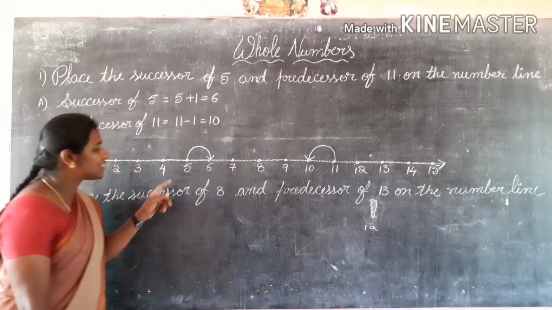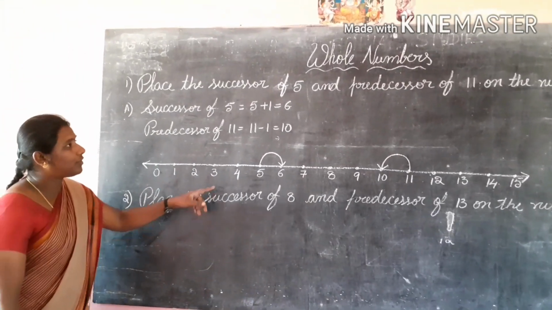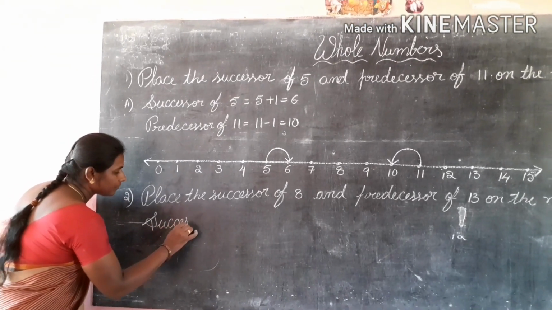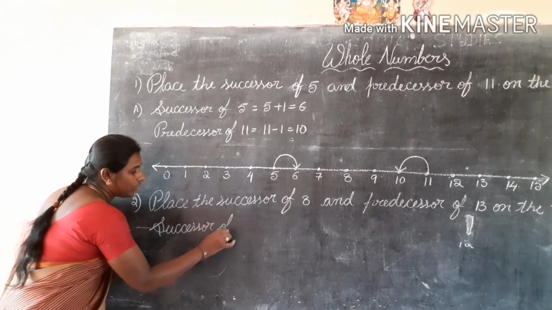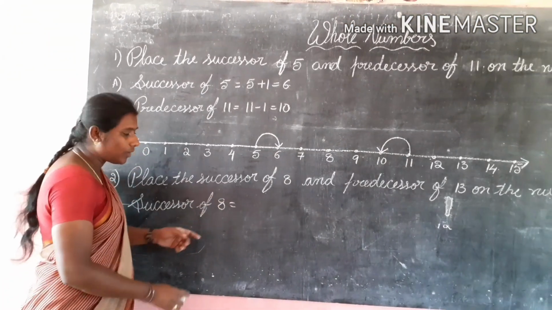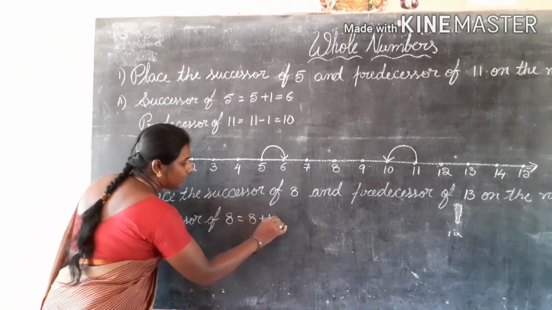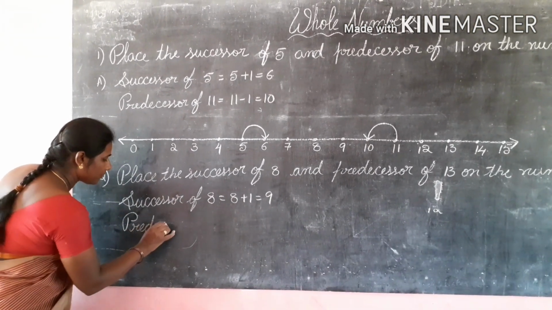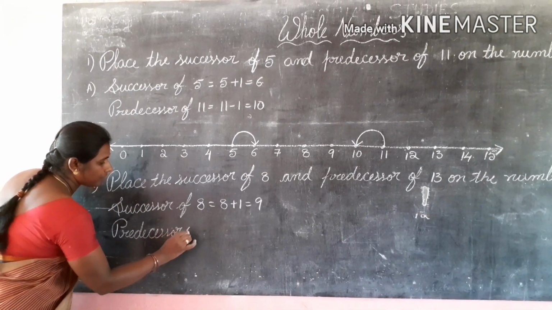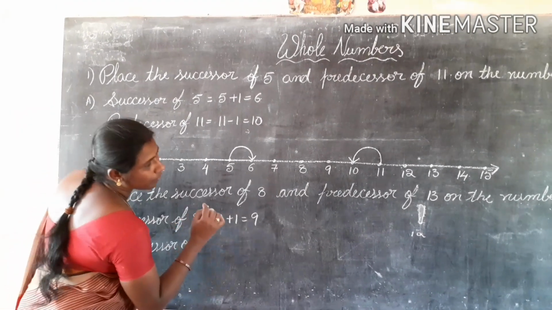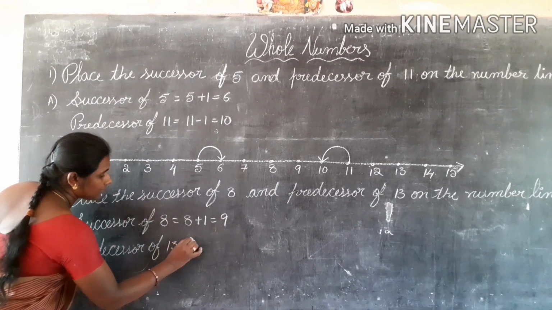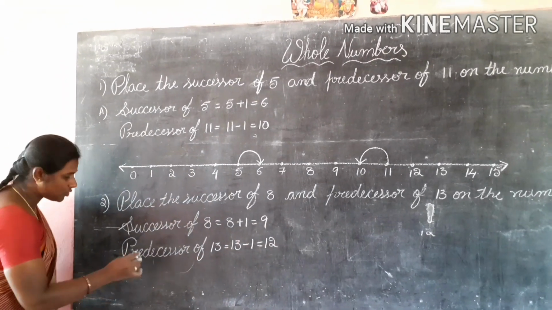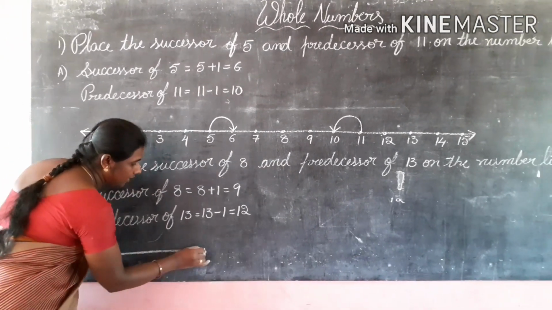Again the same problem. See, first what we have to do here also. First we have to find the successor of 8. What is the successor of 8? We have to add 1 to this number. 8 plus 1 is 9. Next, predecessor of 13. 13 minus 1. Predecessor means the number before, so we have to subtract 1. 13 minus 1 is 12. Now we have to show this on the number line.